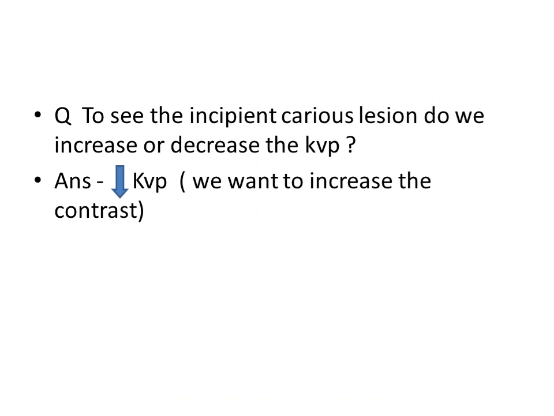Now let's discuss some questions. To see the incipient carious lesion, do we increase or do we decrease the kVp? The answer is that we have to decrease the kVp, as we want to increase the contrast to be able to see the things that were not otherwise visible on our X-rays. So we decrease the kVp.